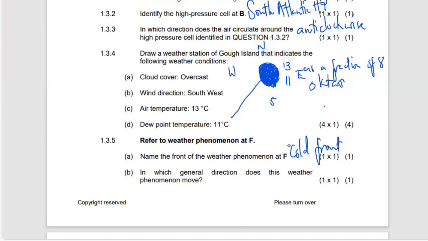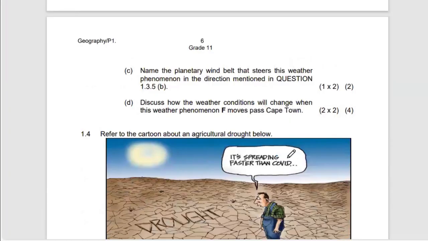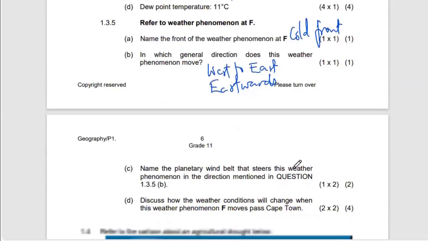Right, in general, in which general direction does this weather phenomenon move? This weather phenomenon of mid-latitude cyclones, they move from west to east. Or generally we can say they move eastwards. That's the movement direction. Then it says, name the planetary wind belt that steers this weather phenomenon in the direction mentioned in question 135.